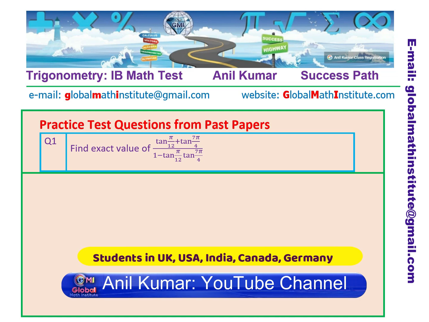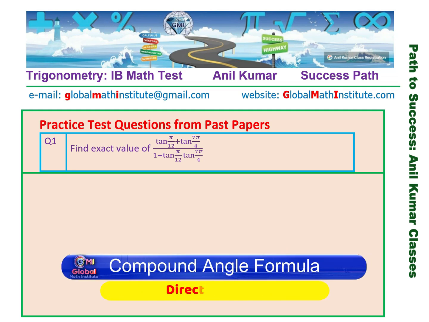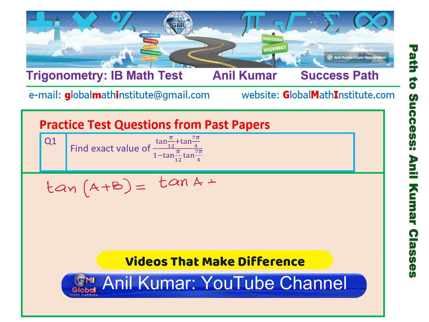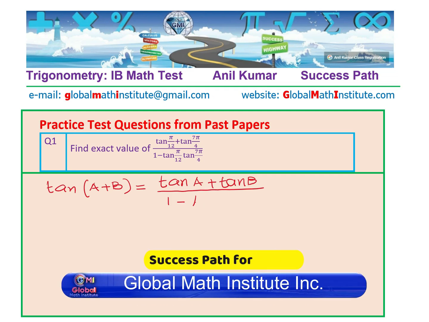So it says find the exact value of tan pi by 12 plus tan 7 pi by 4 divided by 1 minus tan pi by 12 tan 7 pi by 4. It's a direct application of the tan A plus B formula, correct? So tan A plus B, as you know, is equal to tan A plus tan B over 1 minus tan A tan B, right? So, you know what A and B is, right? Substitute and get your result.